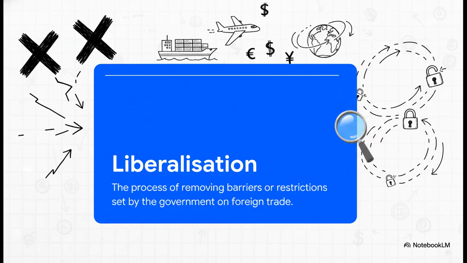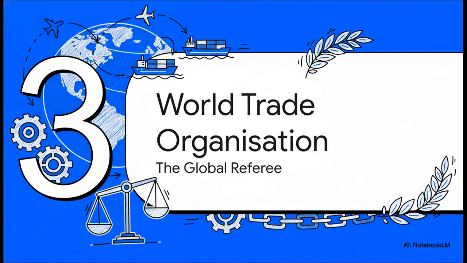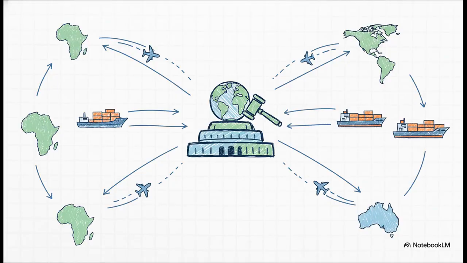Essentially, it means businesses were allowed to make decisions more freely about what they wish to import or export. Now, when so many countries start trading freely with each other, you need a set of common rules, right? This is where international organizations come into the picture. The World Trade Organization, or WTO, is one such very important organization. Its main goal is to ensure that trade between countries flows as smoothly and freely as possible.